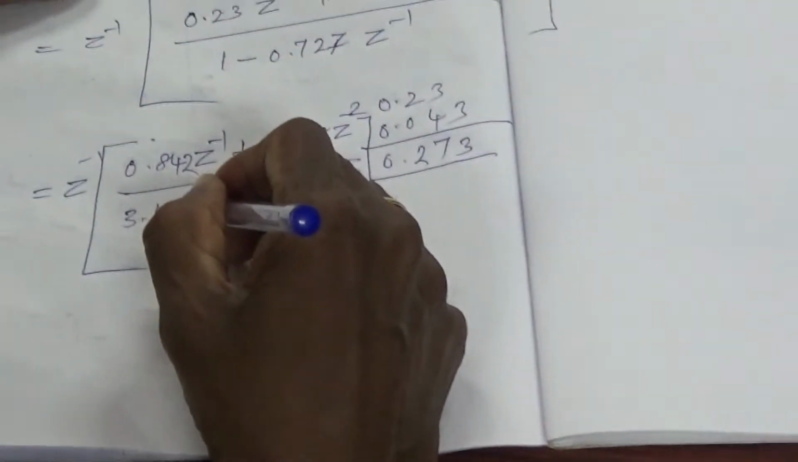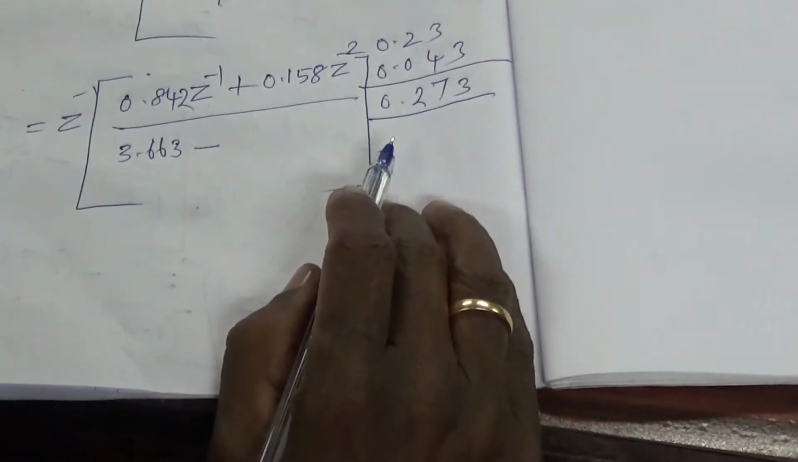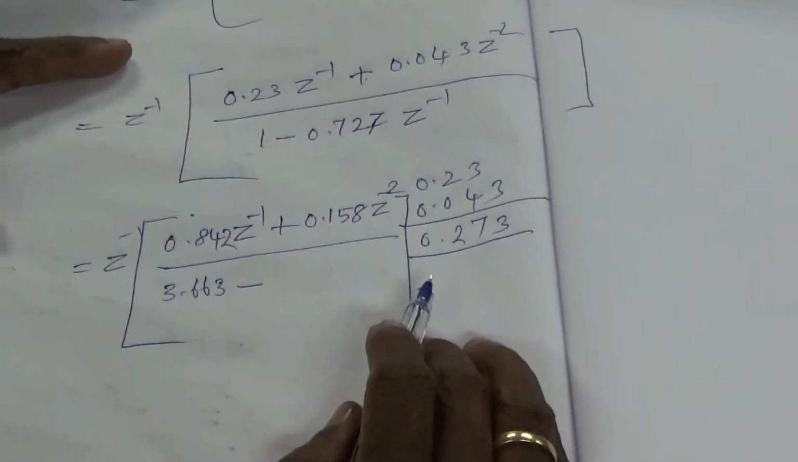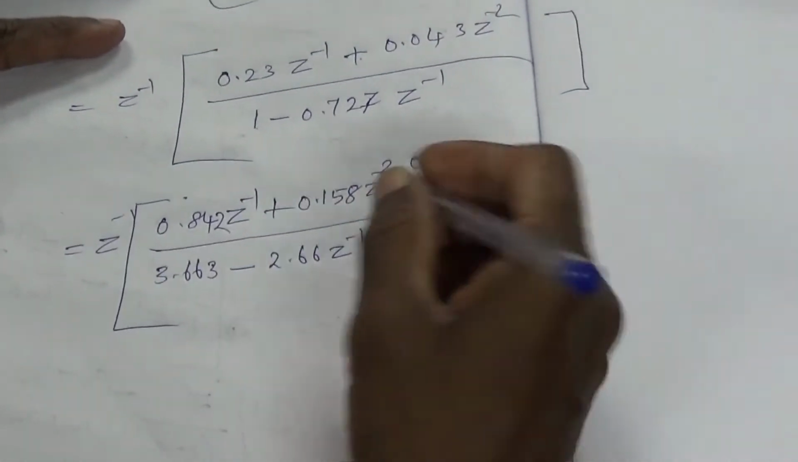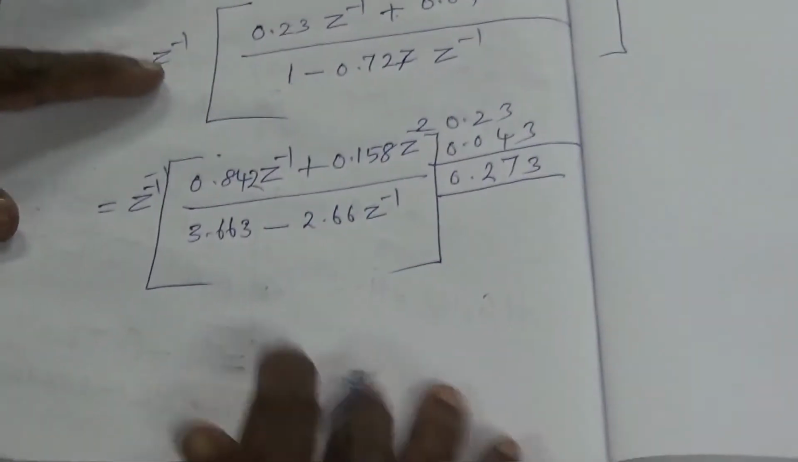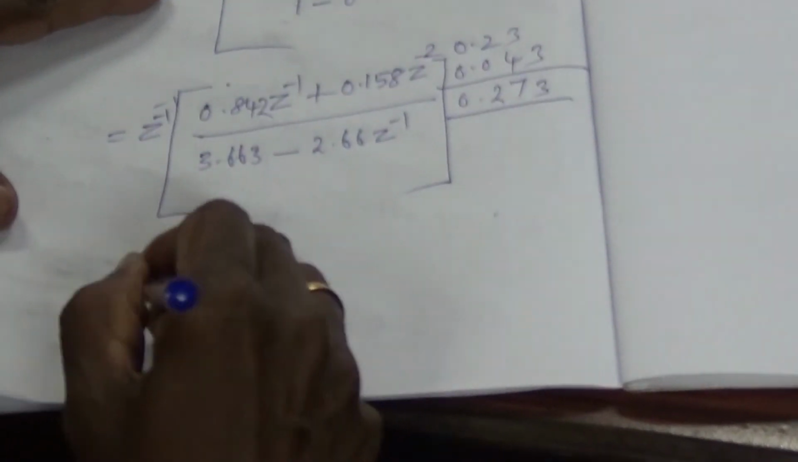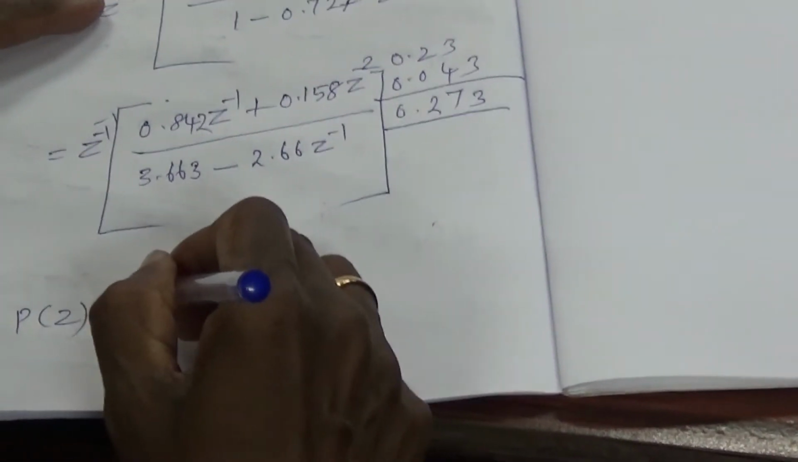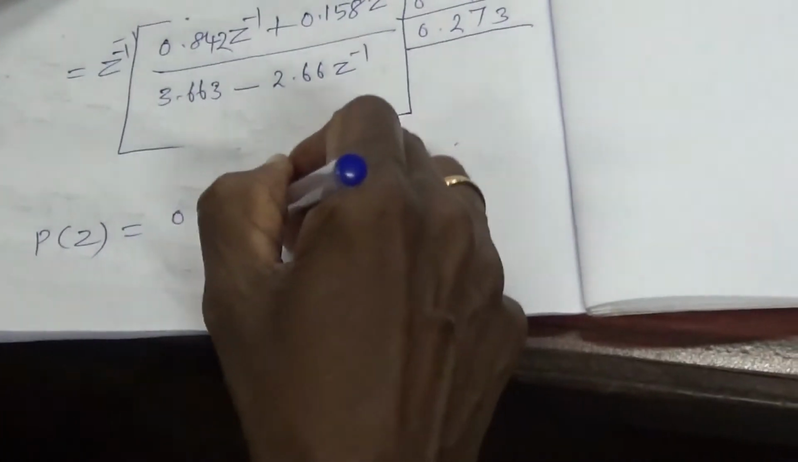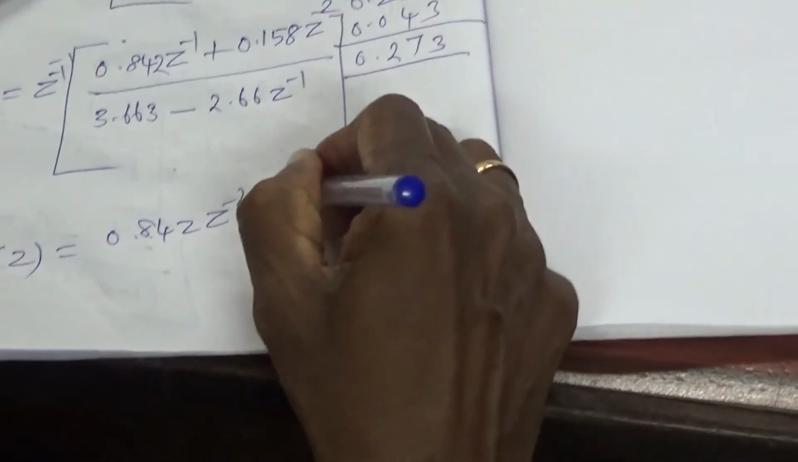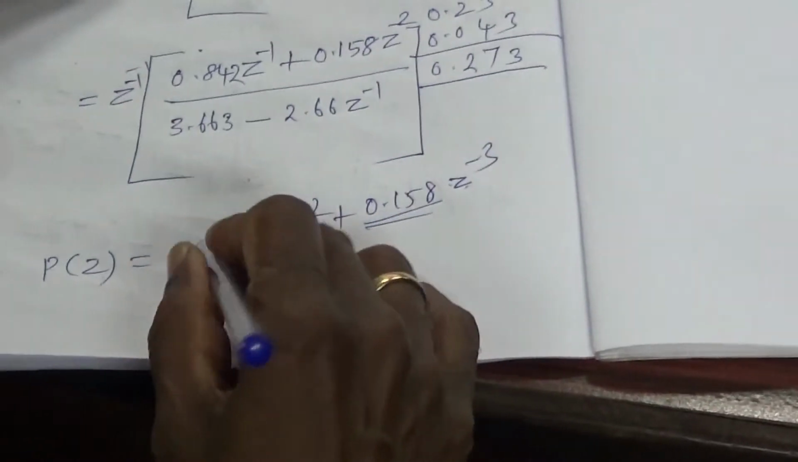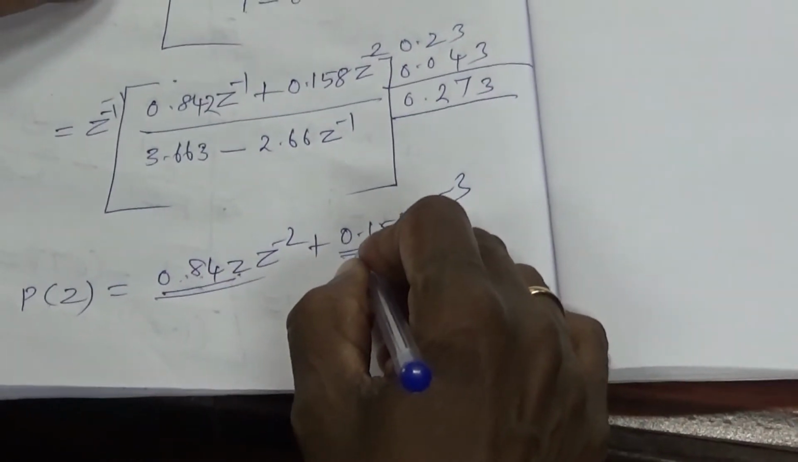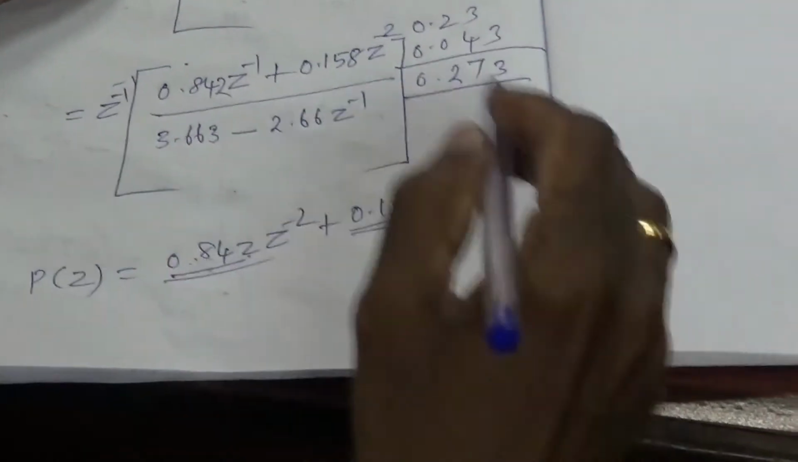3.663 minus 0.727 by 0.273. 2.66 z power minus 1. We got this. Therefore, P of z equal to 0.842 z power minus 2 plus 0.158 z power minus 3. P1 equal to 0.842 and P2 equal to 0.158. If you add these two, you get 1. Therefore, this is P of z.